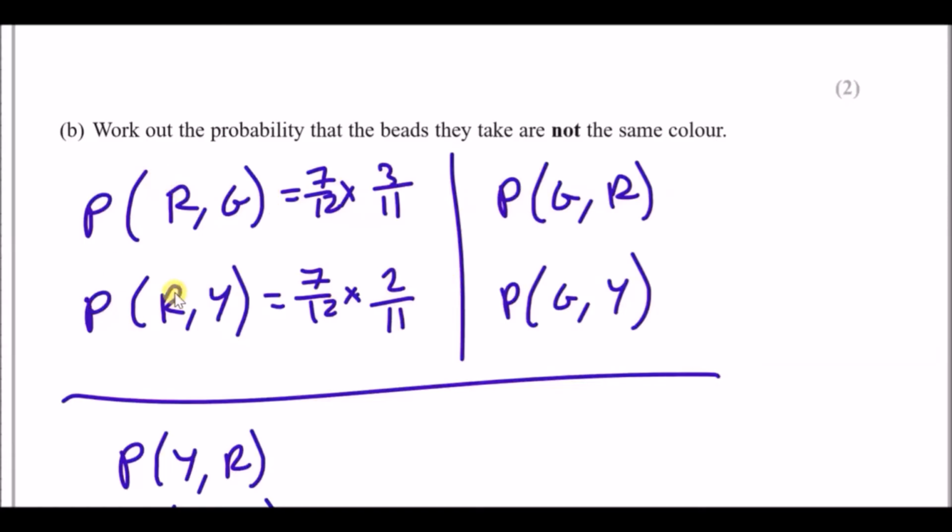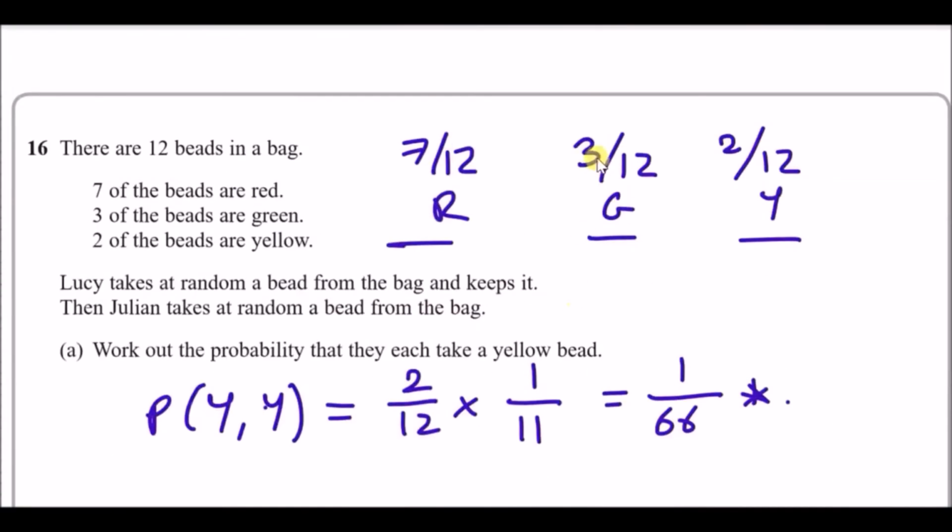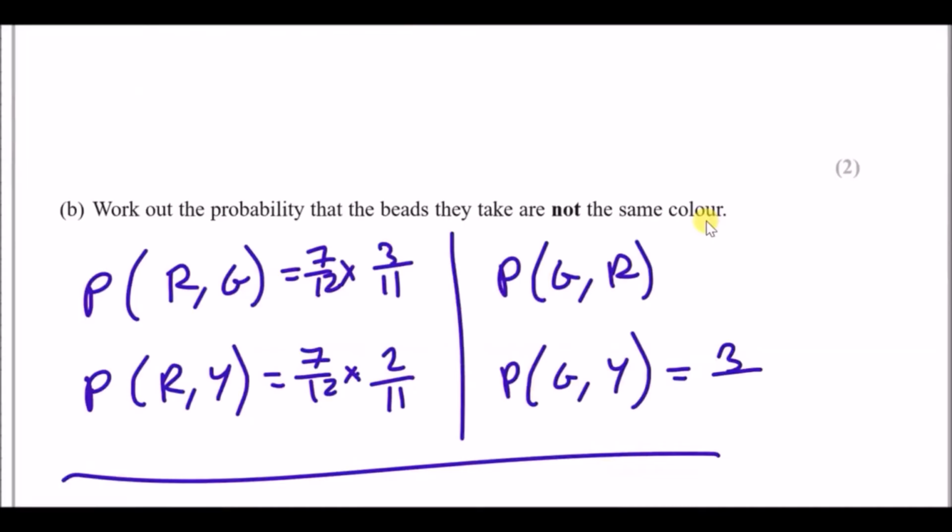Now we did red and green, red and yellow. Let's do, which one is, yeah, green and yellow. That's the only one left. So to do green, yellow, for the greens, we got 3 out of 12 in the bag. And yellow, we got 2 out of 11 left.